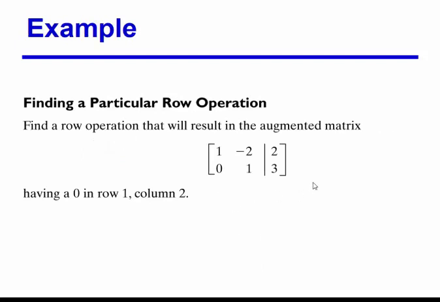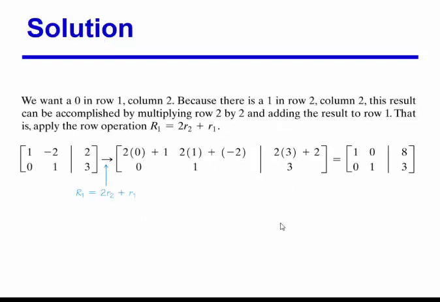So here we're going to find a particular row operation that will result in the augmented matrix. So here we have 0, -2, 2, 0, 1, 3. So we want a 0 in row 1, column 2, so we want a 0 here where the -2 is.